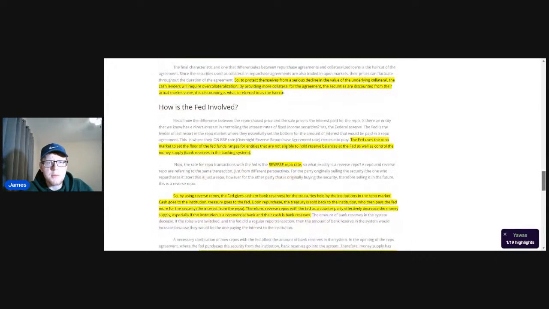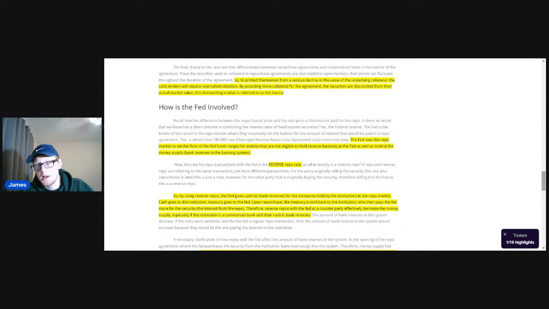And now more of how the Federal Reserve is involved. This is where the Fed uses the reverse repo rate, or the ON RRP rate. And basically they use this as a floor for Fed funds for entities that cannot hold bank reserves, right?